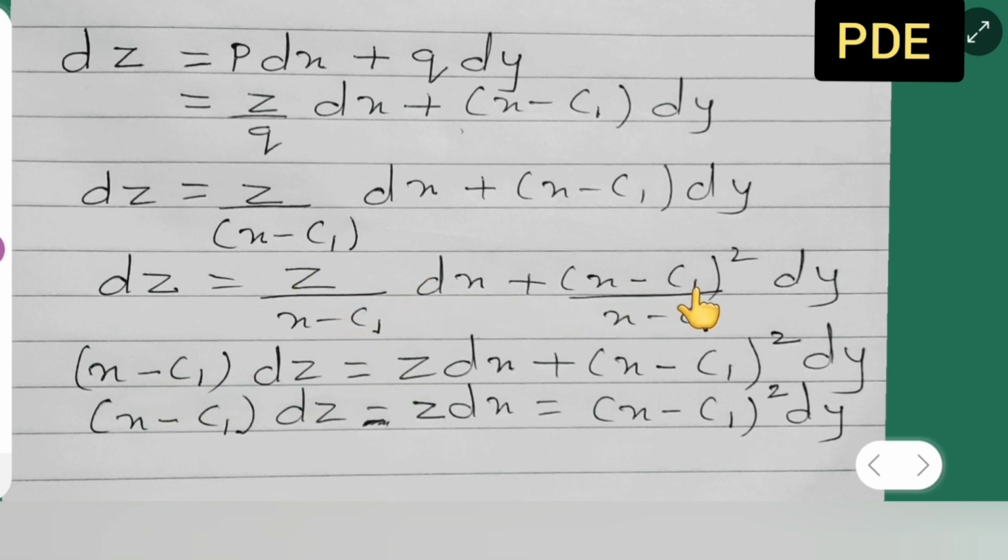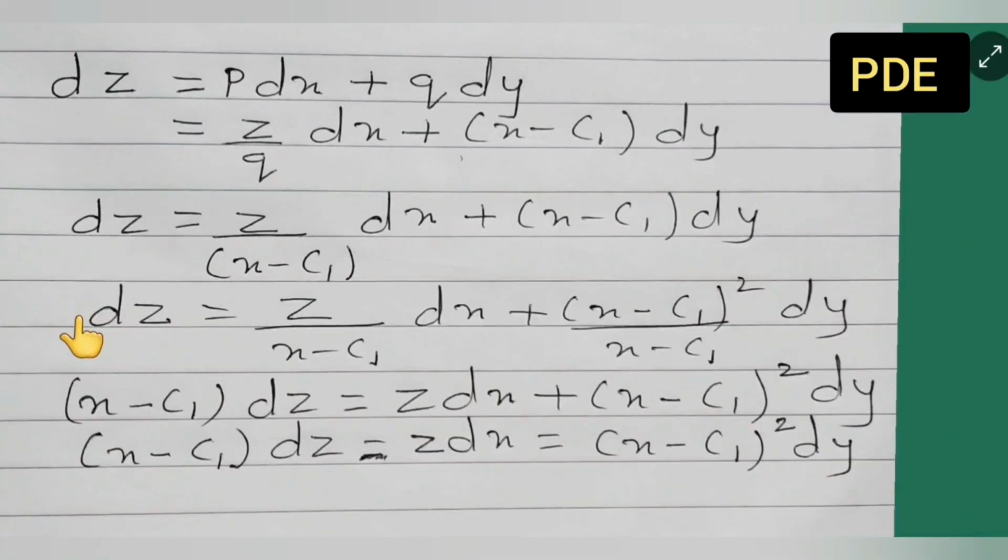Z dx plus x minus c1 the whole square. So let me repeat it again. Dz is equal to z upon x minus c1 dx plus x minus c1 the whole square upon x minus c1 into dy. So I have taken this the other side. So what is left? X minus c1. Okay, x minus c1 dz is equal to z dx plus x minus c1 square dy. Okay. Now x minus c1 dz minus, this is minus, okay, minus sign.